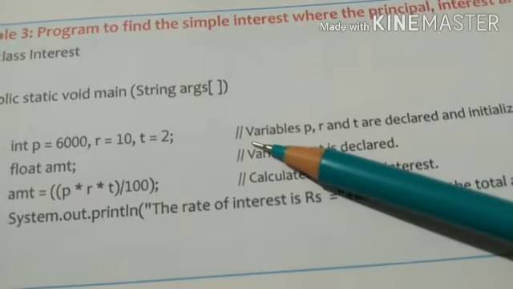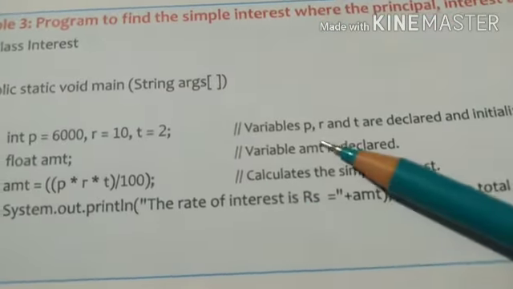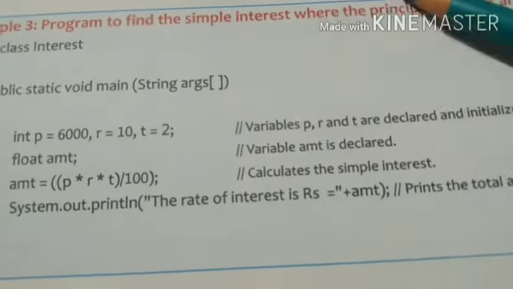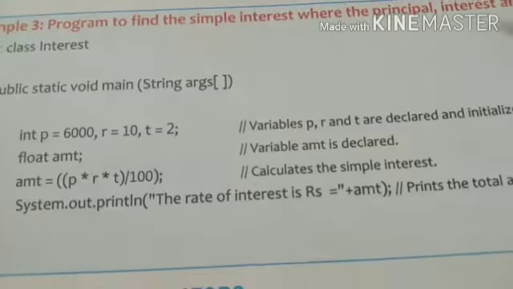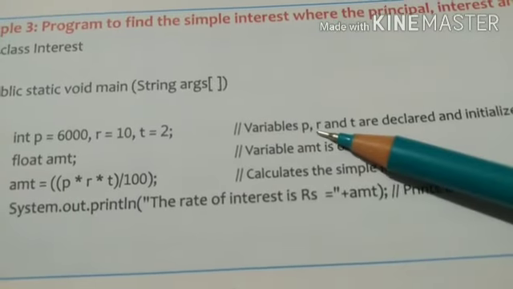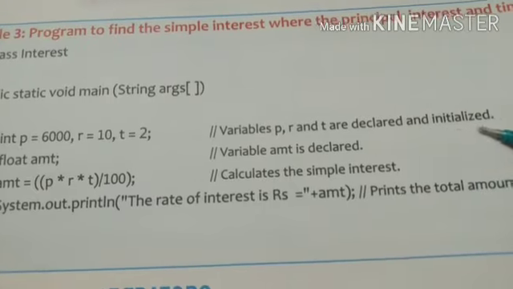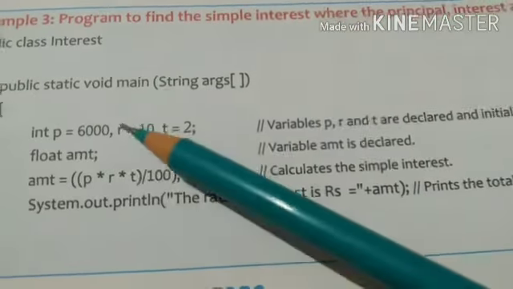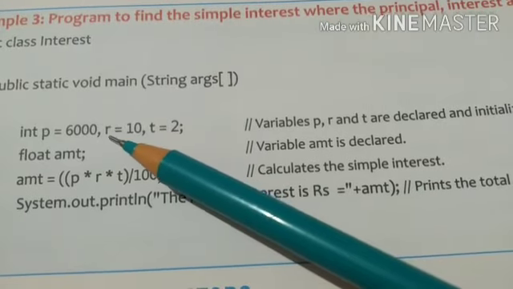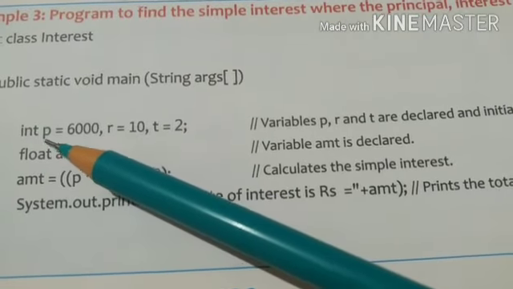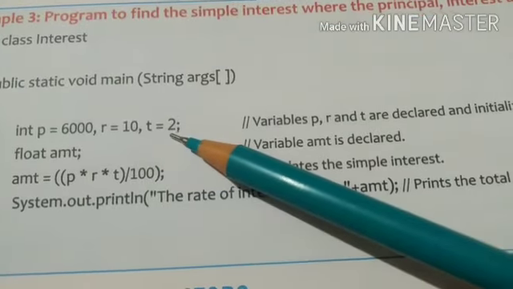Here it is written as variables P, R, T, because we have taken P, R, T as the variables. You can also take any other name, but we are representing principal through P, interest through I, rate through R and time through T. So it has been declared and initialized. Why initialized? Because we have given the value here. The variables have been declared, meaning which type of data it is, so it is of type integer. So we have declared the data and also initialized the value.